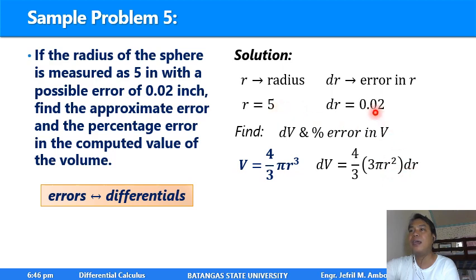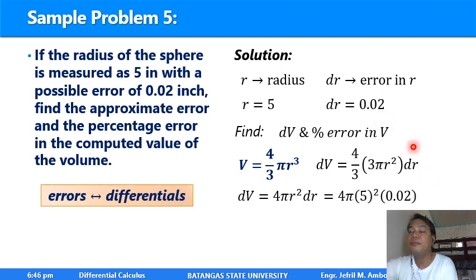Tapos yung dr times 0.02. So pag sinubstitute natin, ang makukuha natin ay ito, 4 times 25 is 100. Tapos 1, ito ay 0.02, so that's 1 over 50. 100 over 50, that's 2. So the answer will be 2 pi.